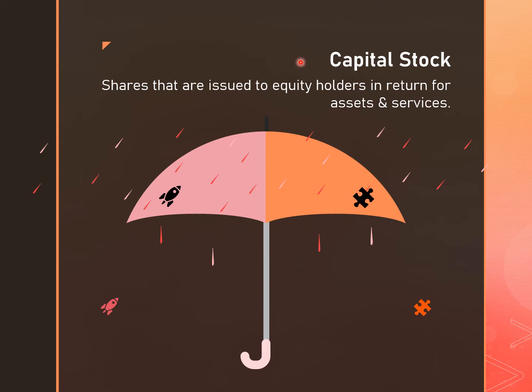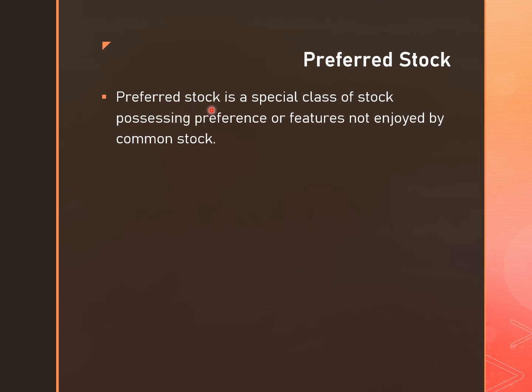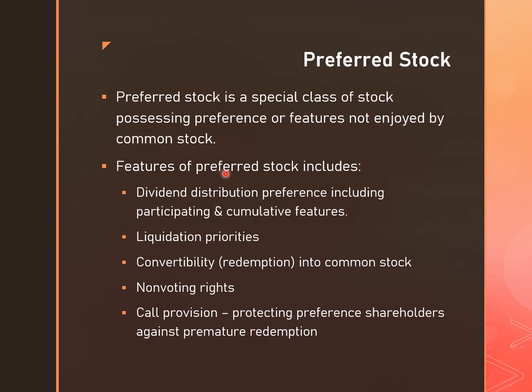Right, the next subtopic is capital stock, which is the shares that are issued to equity holders in return for assets and services. So capital stock ni dia ada dua. First one adalah the preferred stock ataupun preference shares. Second one adalah the common stock ataupun the common shares ataupun so-called ordinary shares. Preferred stock adalah special class of stock possessing the preference ataupun features yang tak enjoy by the common stockholders. So these are the features of preferred stock.